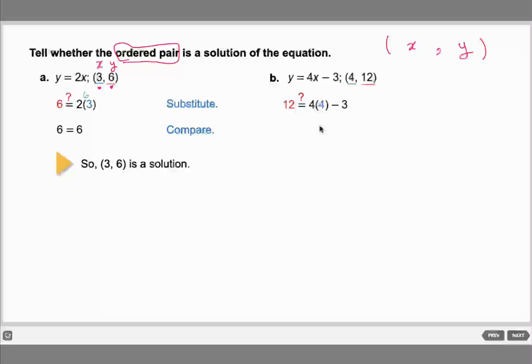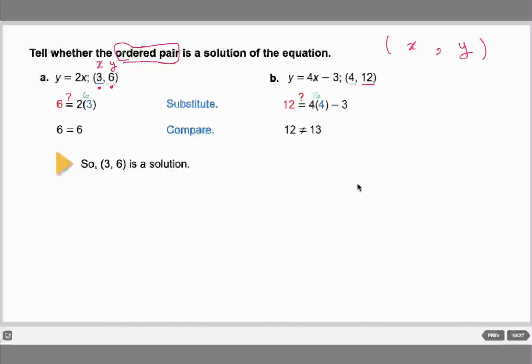16 minus 3? 14. No, 16 minus 3 is 13. Exactly. So it's 16 minus 3 equals 13. The left side is 12 and the right side is 13. So is it not a solution? Yes, they're not equal. So this is not a solution.